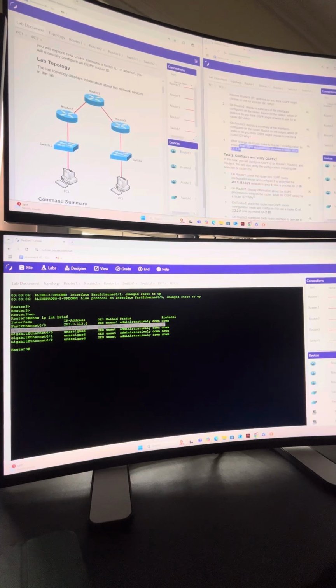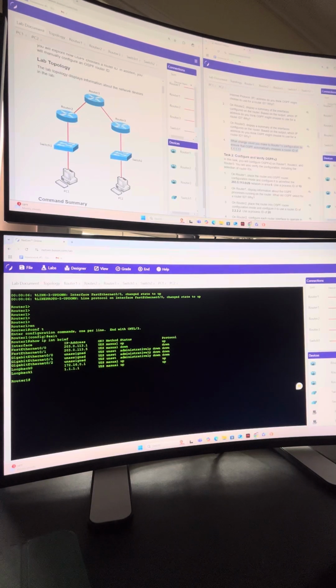So, on number 4, it says, what change could you make to router 1's configuration to ensure that OSPF automatically chooses a router ID of all ones? So if we go back to router 1, we take a look at this show ip interface brief output. It says, what can we do to ensure that OSPF automatically chooses a router ID of all ones?